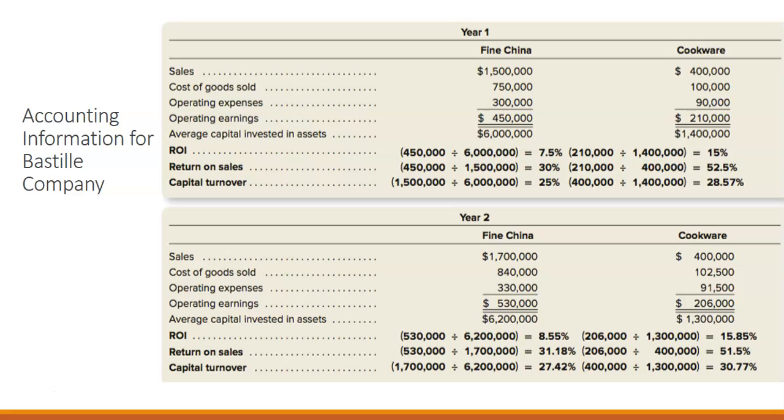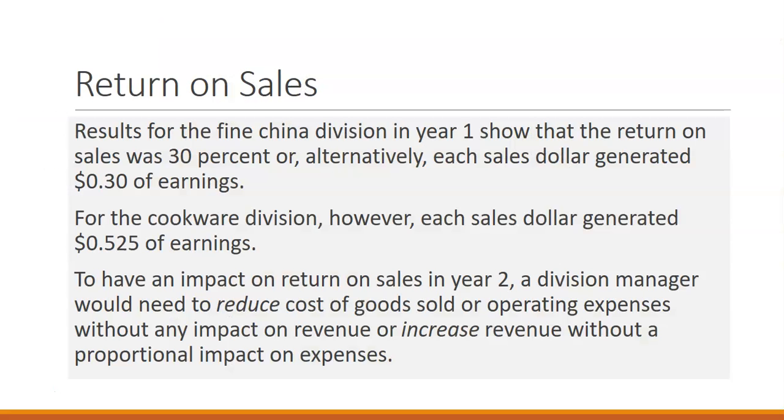increased for both divisions. So when we look at this, we see that a 30% return on sales means that each sales dollar generates 30 cents of earnings. In the cookware division, each sales dollar generates 52.5 cents of earnings. We need to know what that return on sales looks like in relation to our cost of goods sold and operating expenses.